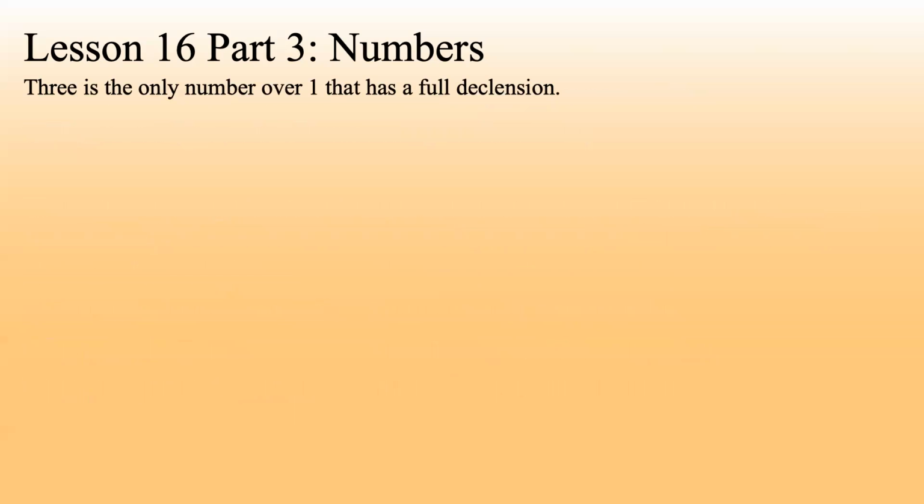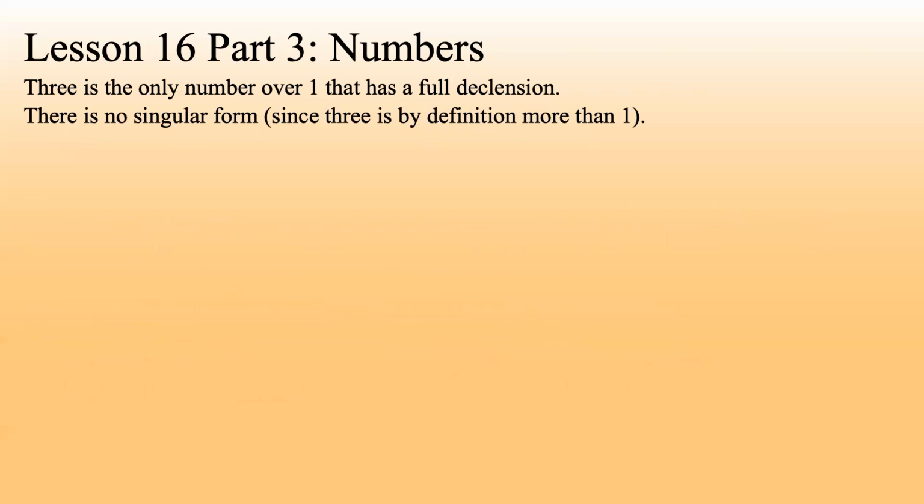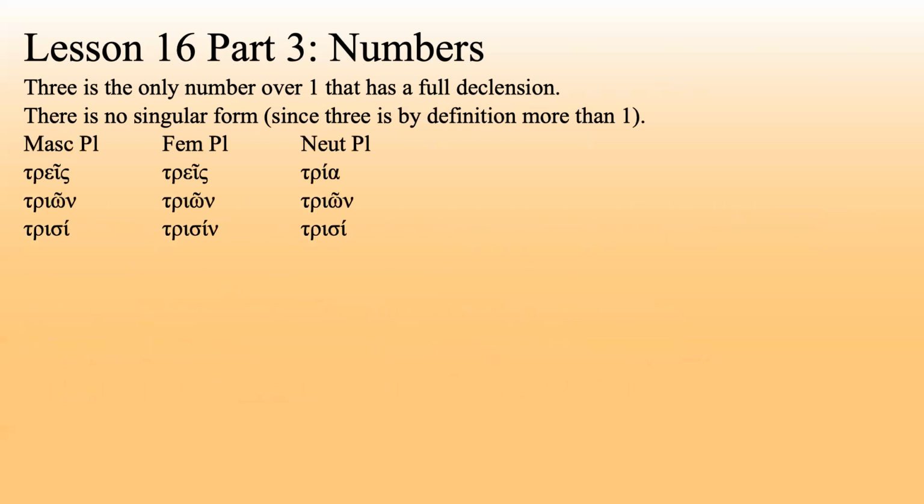3 is the only number over 1 that has a full declension. There is no singular form since 3 is by definition more than 1. It's always plural, so there are only plural forms. So we've got treis, triōn, trisi, treis; treis, triōn, trisin, treis; tria, triōn, trisi, tria.